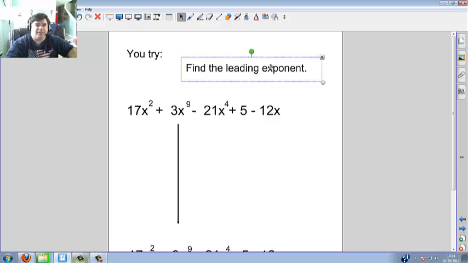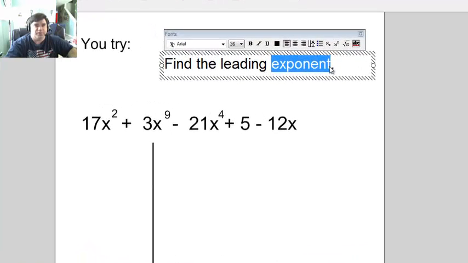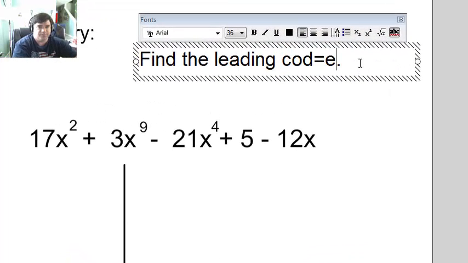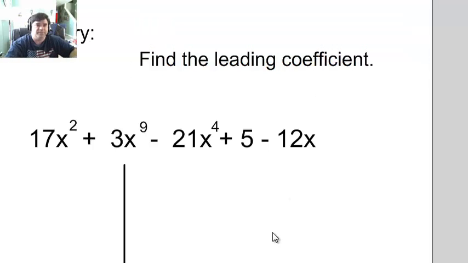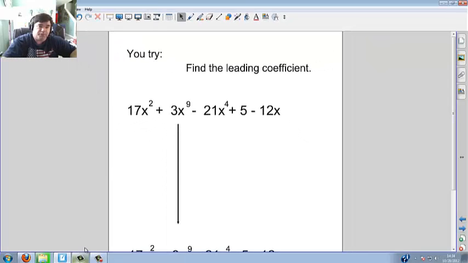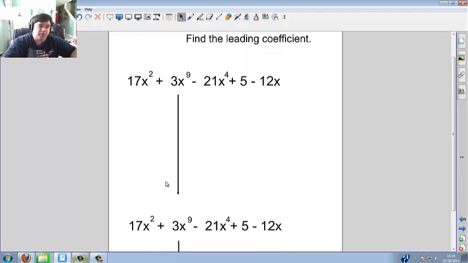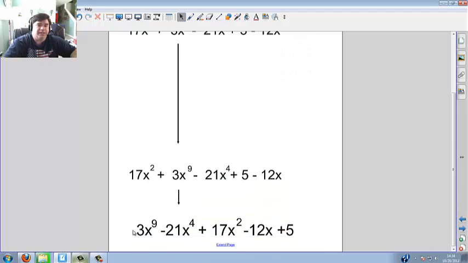You try. Find the leading, once again, coefficient. Go ahead. Hopefully you identify the 3x to the 9th as the leading, the biggest exponent, which goes first, and the coefficient is 3. Therefore 3 would be the leading coefficient.